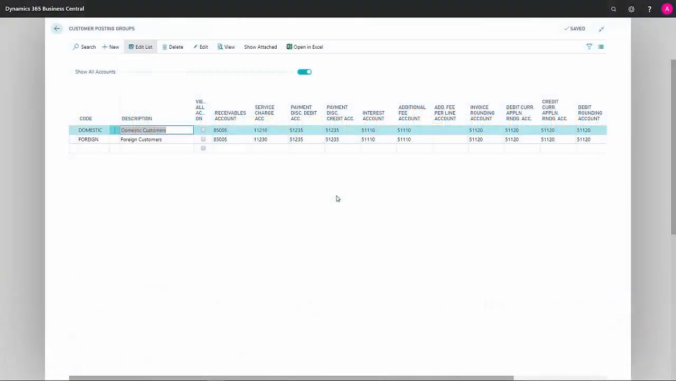Let me explain the fields in the customer posting groups one by one. In this case, we have two posting groups, and we'll take you through them nice and slowly. The first field is Receivables Account. This is your summary account where all your entries on your customers will end up on your balance sheet.